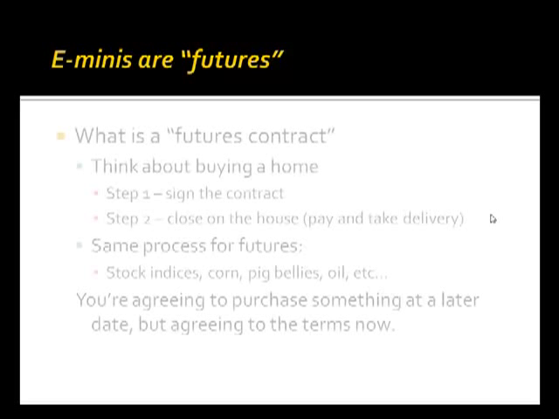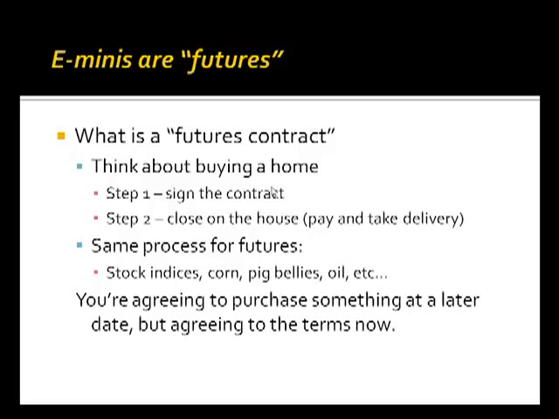Alright, so E-minis are futures, and for those of you who are unfamiliar with futures, let me just go over the basics. What is a futures contract? I want to look at a futures contract by comparing it to buying a home. Step one, before you actually move into the house, you probably sign the contract, right? Meaning you determine the price of the home, the terms, the deposit. You figure out all the terms and you sign an agreement saying you're going to buy that home, right? And then in step two is when you actually close on the house, where you pay for the house either with a mortgage or cash, put your down payment down, take delivery, and actually move into the home, right?